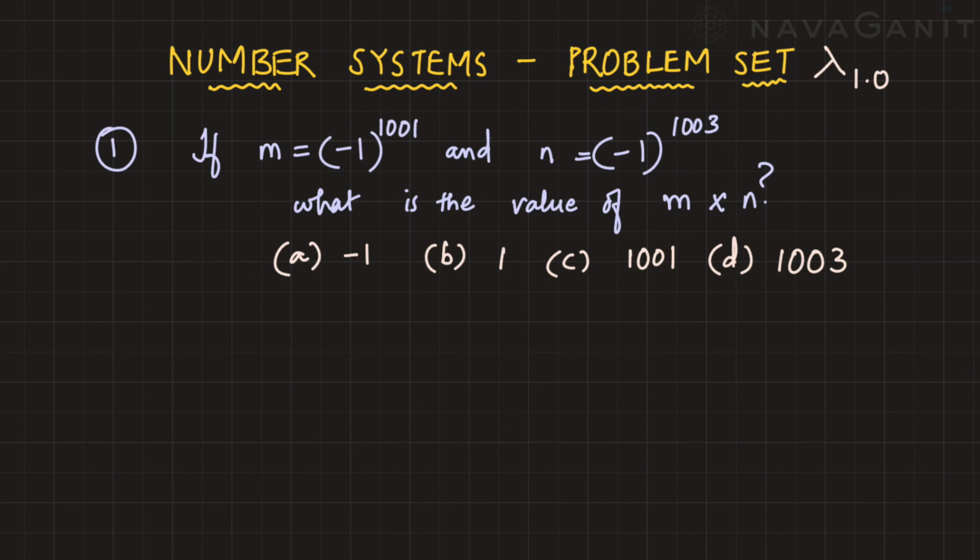Let us begin with problem set lambda. The first question is: if m equals minus 1 raised to 1001 and n equals minus 1 raised to 1003, what is the value of m multiplied by n? You can pause the video, try it out by yourself, and then wait for the solution.